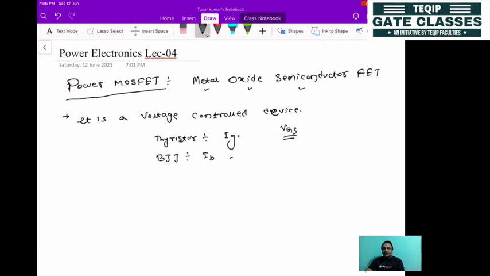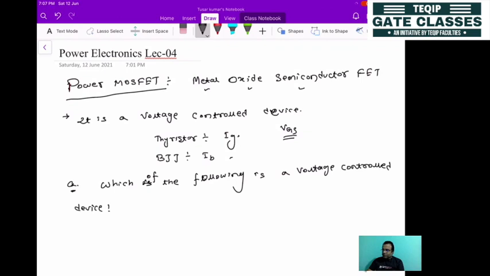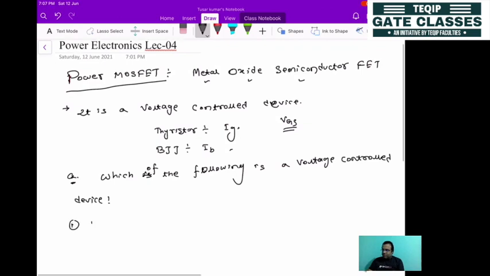Sometimes a question comes like this: which of the following is a voltage controlled device? The options can be put as BJT, and the second one can be thyristor.